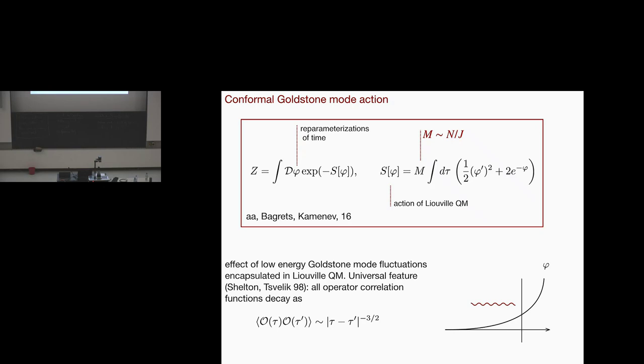And there are two things to notice. Number one, on dimensional grounds, there is a constant sitting here which has a dimension of time, which is given by the number of particles measured in units of the high energy scale. And that is important because, again on dimensional grounds, you can tell that on timescales larger than this M, these Goldstone modes will go wild. They will be strongly fluctuating, and you can no longer use any kind of mean field or saddle point approximation in this problem.